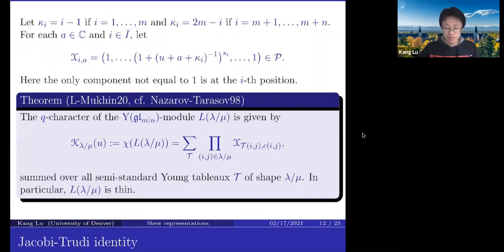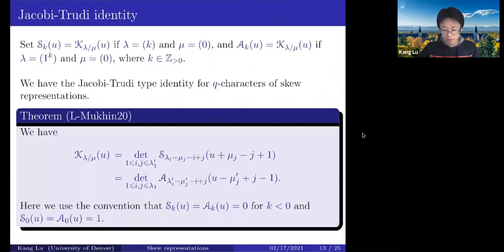Now we are ready to formulate the result I'm interested in. This is the Jacobi-Trudi identity. It's very similar to the Jacobi-Trudi identity for the Schur polynomials.